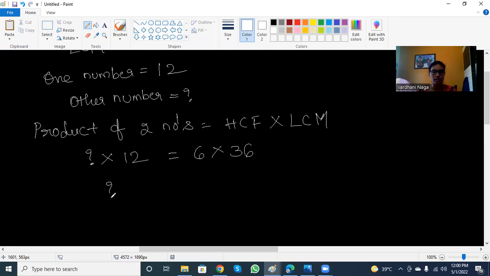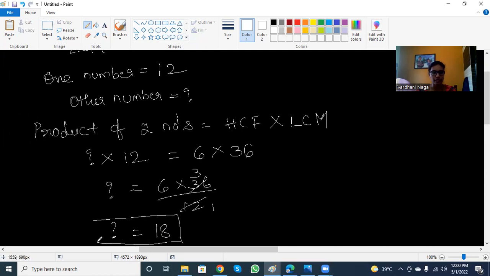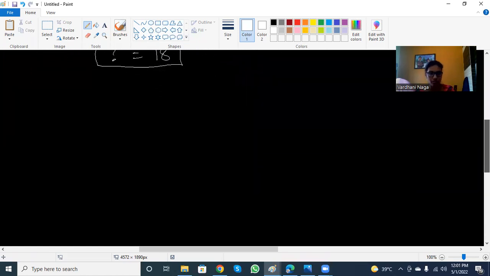Isolate this one. Transpose the number 12 to that side. Here it is multiplication; if it comes to this side, it becomes division. 12 ones are 12, 12 threes are 36. So the other number is 6 threes, which is 18. So the number is 18. Next. 7th question.